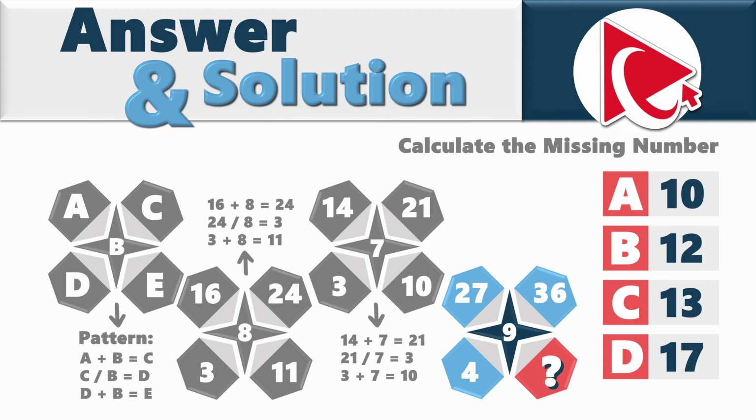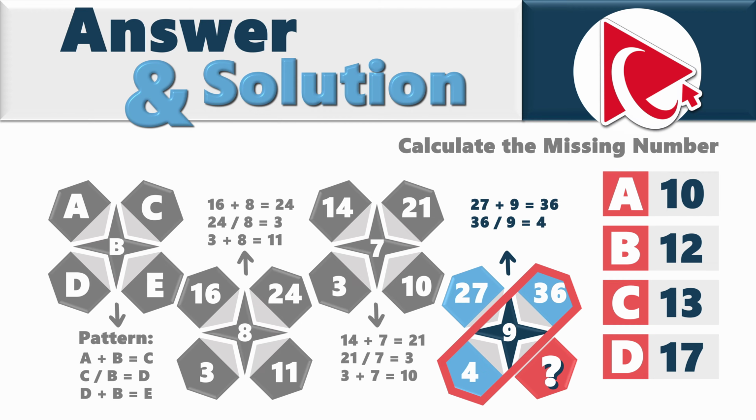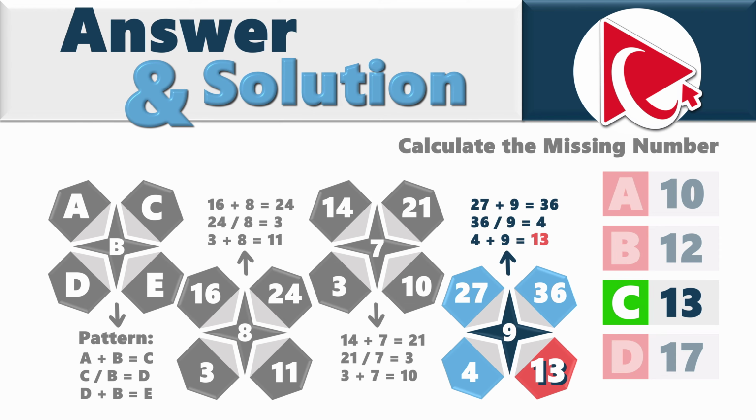And now is a good time to calculate the missing number. 27 plus 9 equals 36. 36 divided by 9 equals 4. And 4 plus 9 equals 13. So the correct answer here is choice C, 13.